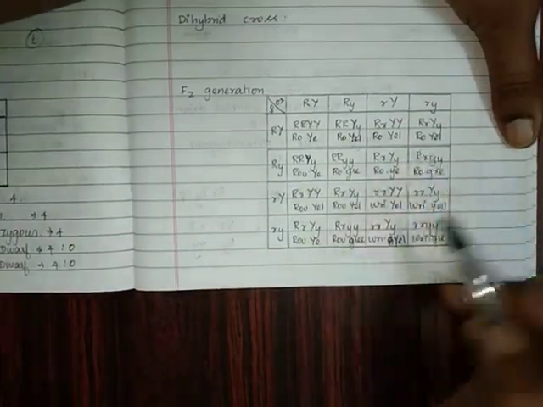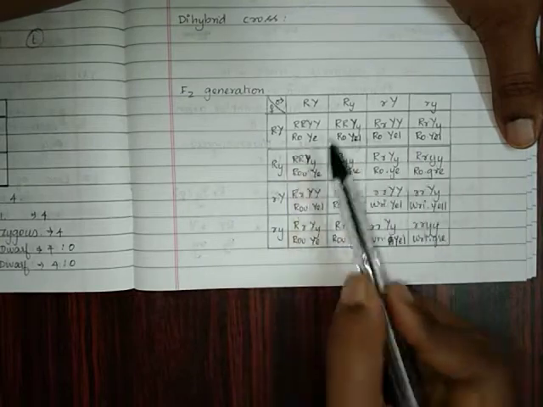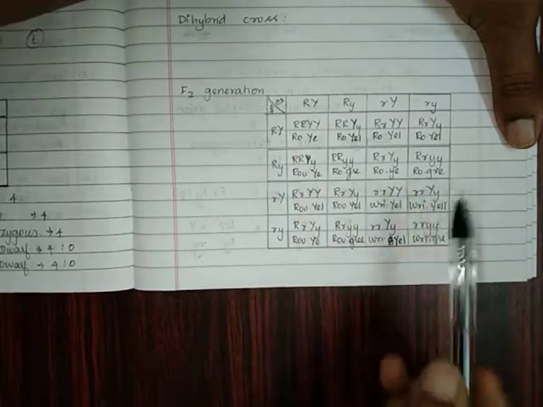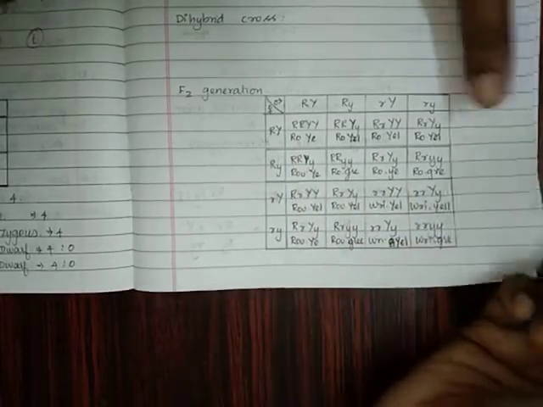Similarly we will write for all of these. So these would be the phenotypes. The first line I have written is the genotypes that are possible, and the second line is the phenotypes that are possible. So 4 different phenotypes are possible.